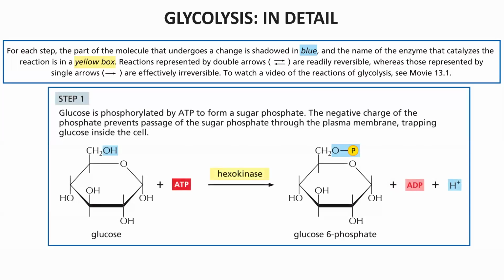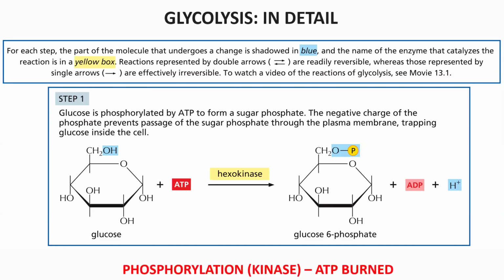So step 1, the enzyme's name is hexokinase. So it's all in the name. Hex is the prefix for 6. So a hexose is a 6-carbon sugar, like glucose. And we know what a kinase is. We certainly should know what a kinase is by now. It's an enzyme that adds a phosphate group. So this is a phosphorylation reaction. Hexokinase is going to phosphorylate glucose and create a product called glucose 6-phosphate, just meaning that the phosphate was added to the 6th carbon. So first step, activation step.